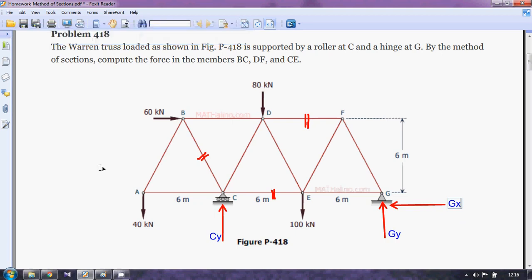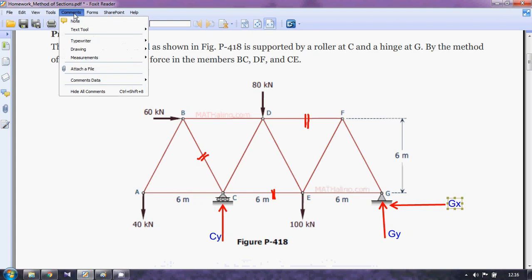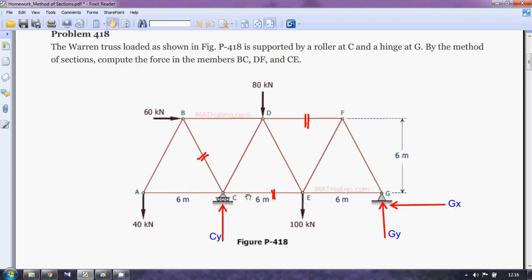Good. Don't be confused if some of you ask why I am taking reactions in the upward direction. Since this is the beginning course, we just assume that the reactions are upward. After calculation, if I see that a reaction is negative, then we will change our direction, so it doesn't matter.